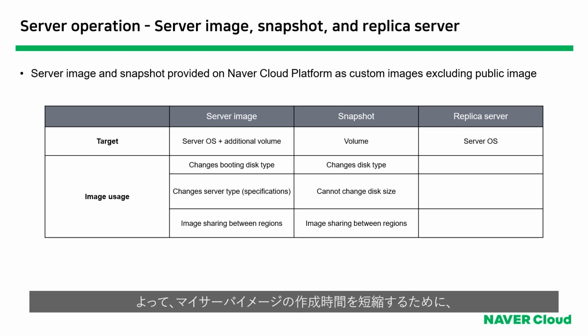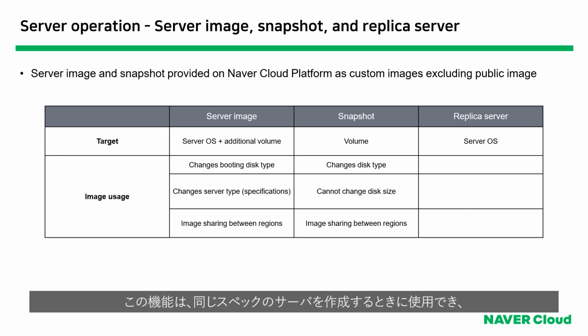To reduce the creation time for My Server image, create My Server image after disconnecting the additional disk, and then create a snapshot of the additional disk. We've naturally moved on to Snapshot. Snapshot is a feature that saves the current status of block storage. While the target of My Server image described earlier was Server OS and additional volume, the target of Snapshot is limited to volume. Then, when do we use replica servers?